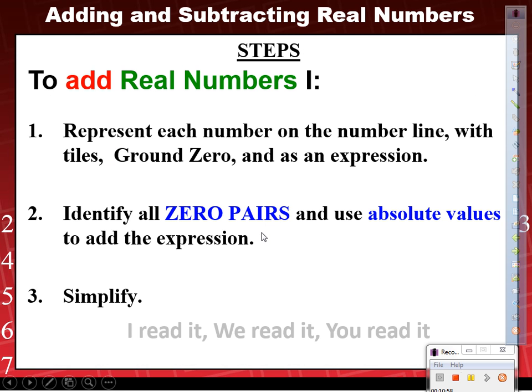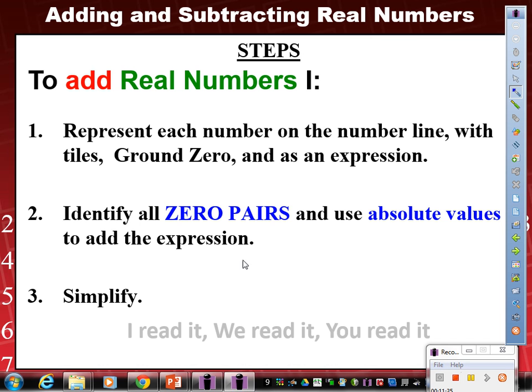Who notices underneath your Fourier model, the box, there's like 7 empty lines? Do you see that? Okay, copy these steps down, please. To add real numbers, step number 1, represent each number on the number line, comma, with tiles, comma, ground 0. Did I cover ground 0? Yes, right? We introduced this here. And then as an expression. Step 2, identify all 0 pairs and use absolute values to add the expression. And step 3, simplify. Copy that, please.